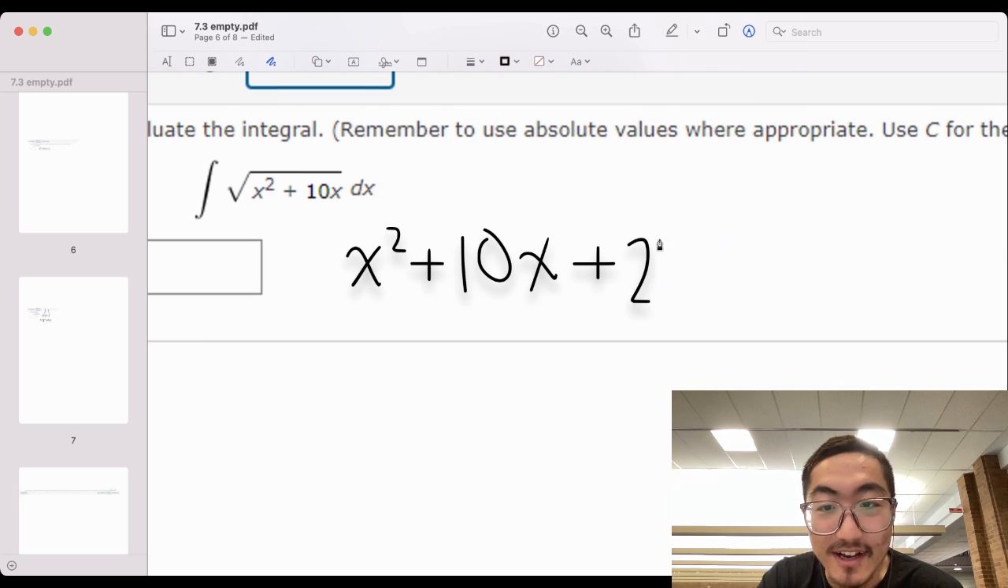Why the 25? It's just hard. I'm so sorry that this is happening. I just need to do one thing.